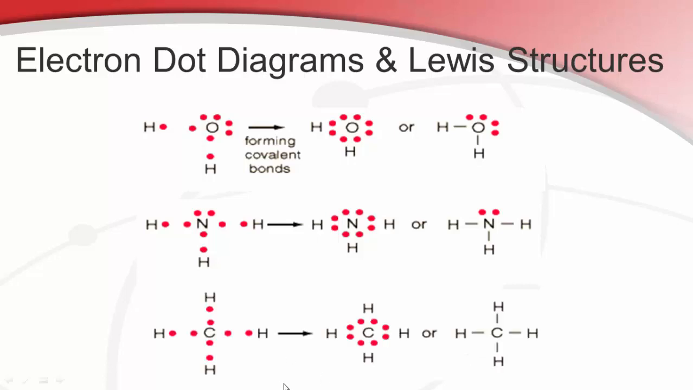Here's another good one. We can react carbon with 4 hydrogen atoms to form methane. In this case, methane has no unshared electrons. Carbon has that stable octet associated with it because of the bonds with hydrogen, but each pair of electrons is shared with a hydrogen atom.